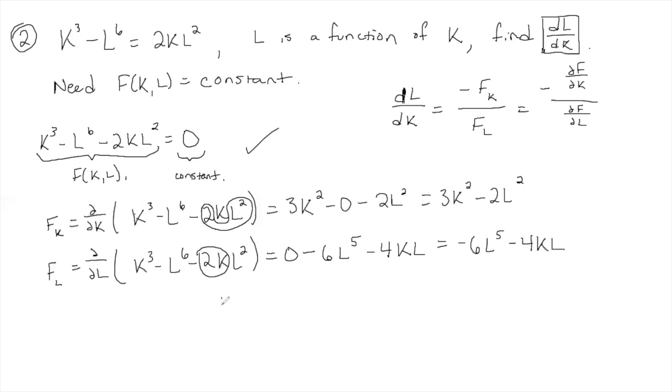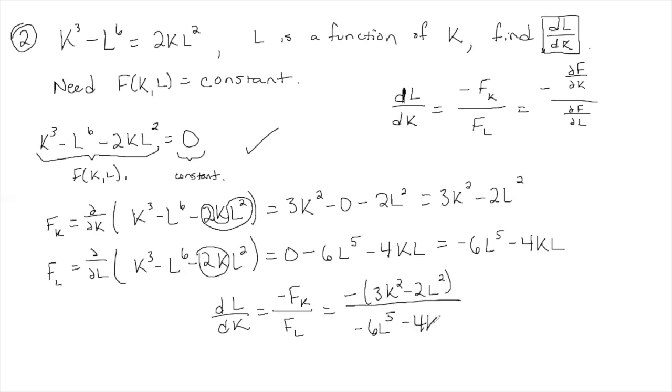So this simplifies to negative 6L to the fifth minus 4KL. All right, so our final answer is dl dk is negative fk over fl. Negative fk is negative 3k squared minus 2l squared, all over negative 6l to the fifth minus 4kl. And I would say that's good enough. I don't think anyone will bother you for not distributing that negative or canceling anything. Great.